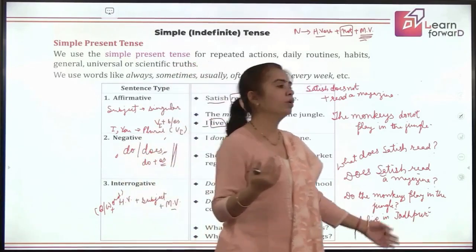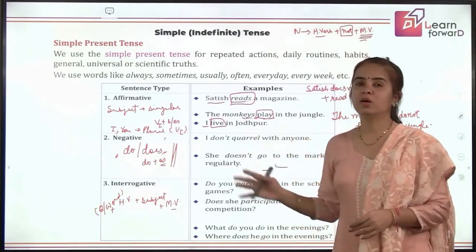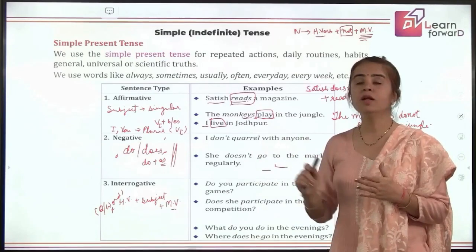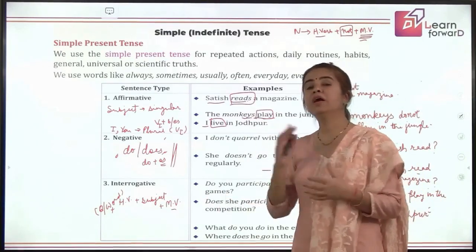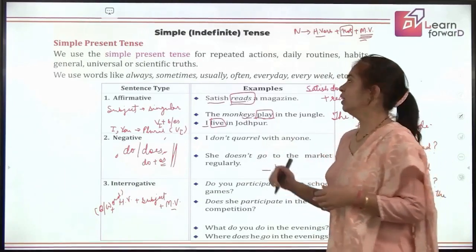So we are not going to write Jodhpur, in Jodhpur here. This is interrogative sentences. I hope this is clear to you, each and every point, because once this is clear, moving ahead will be easier and faster. Got it? Okay, let's move to the next.